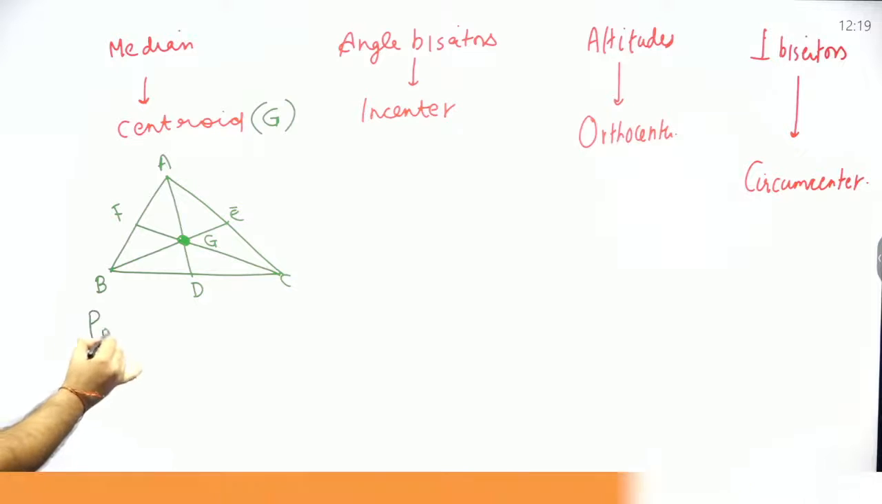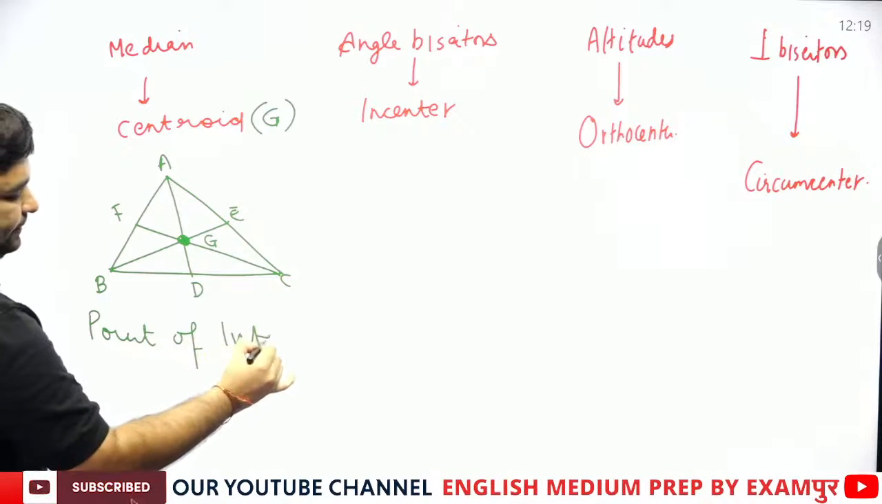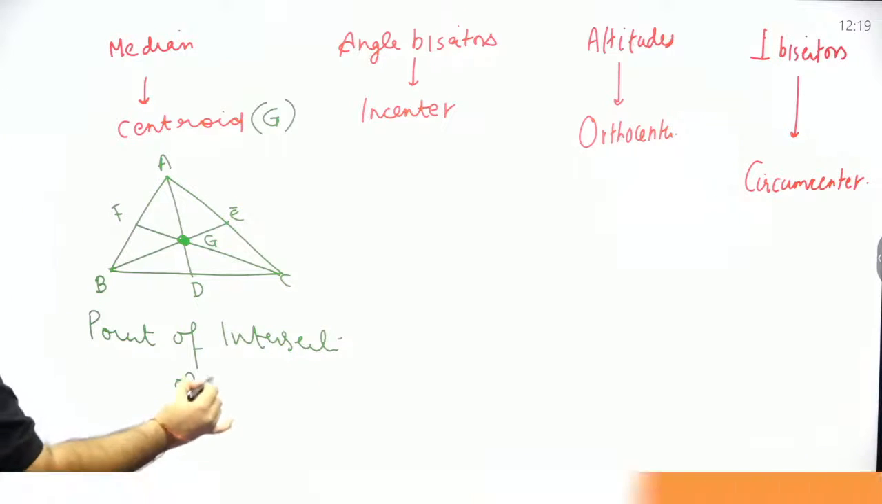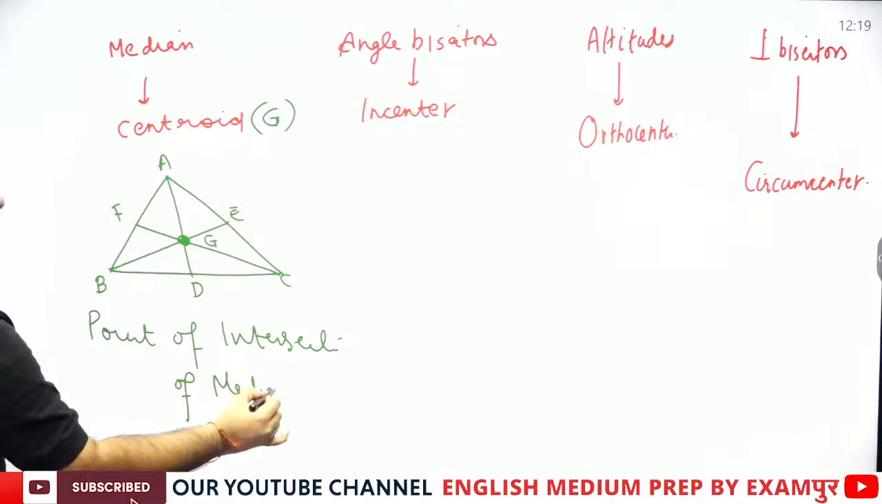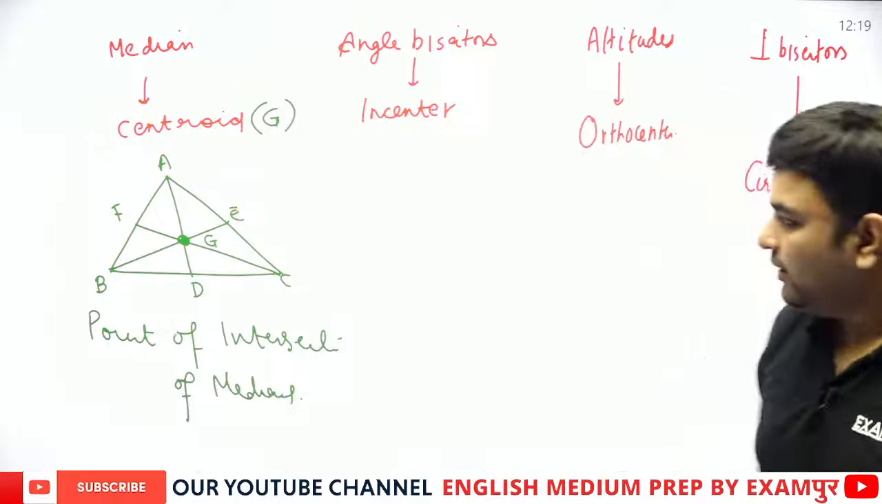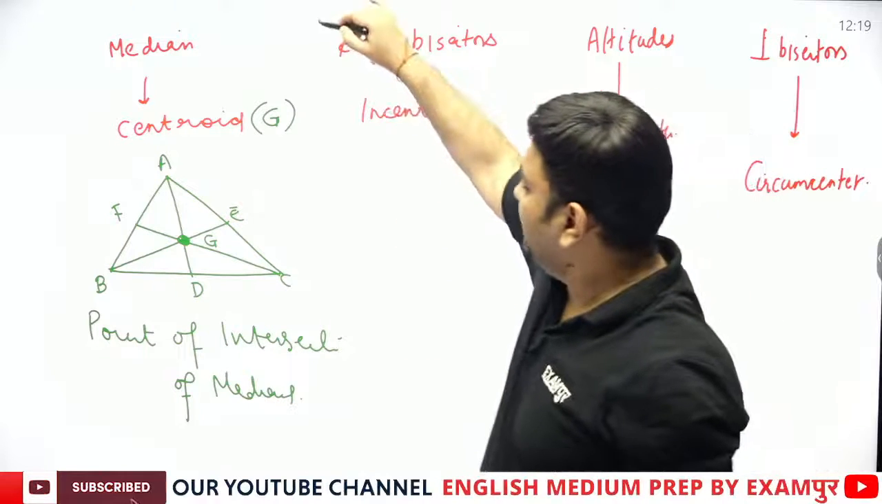Point of intersection of medians is being called as centroid.